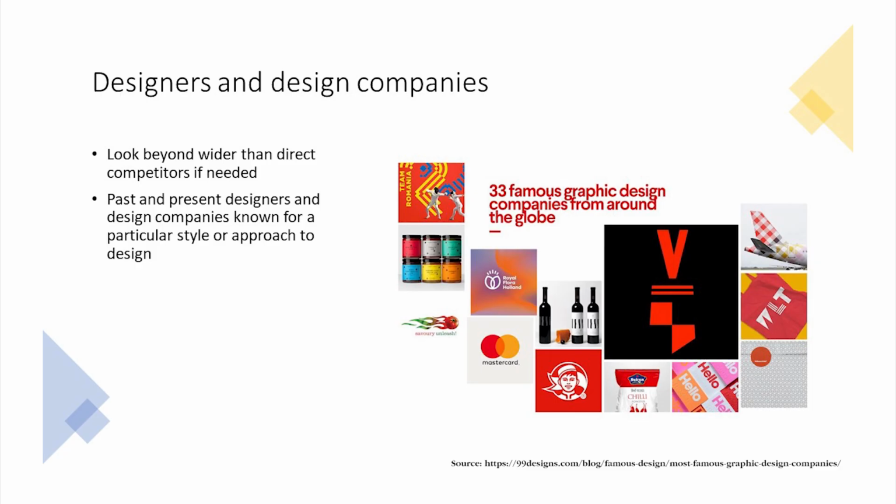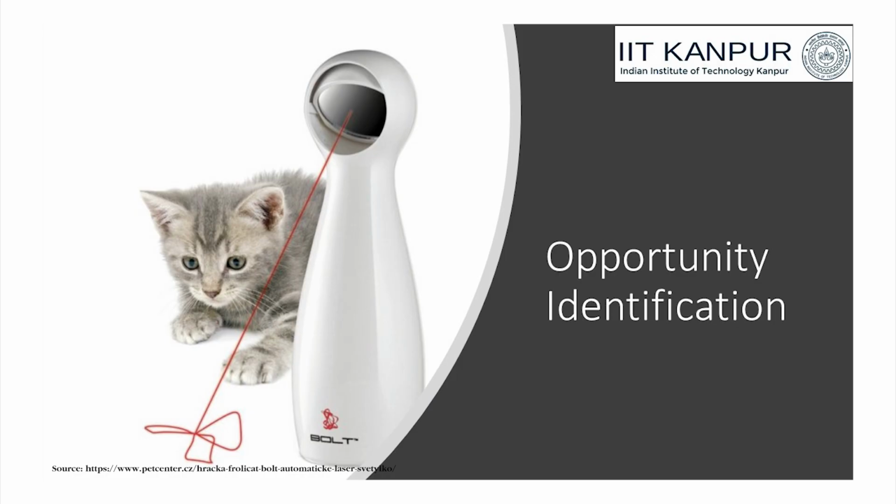So past and present designers and design companies are known for a particular style or approach to design. You can also develop your own style of designing, for which you get known. A key part of the discovery process is identifying what are the opportunities that exist. You have identified the user needs, but you also need to identify what are the opportunities that exist.